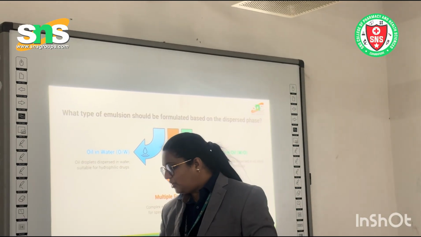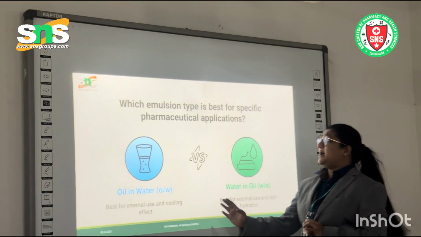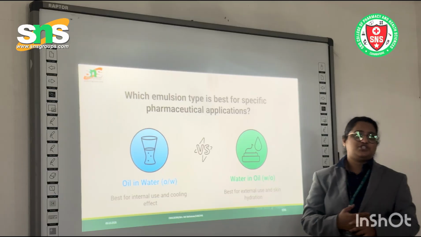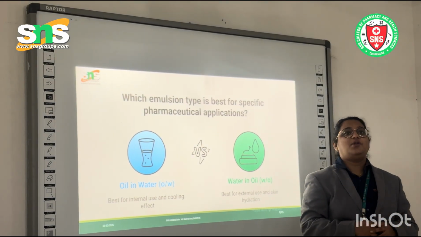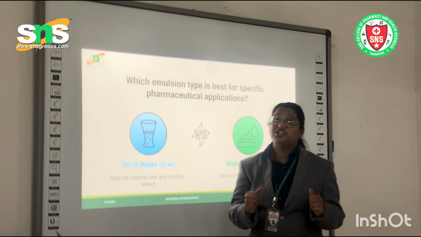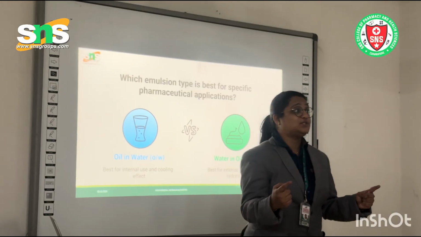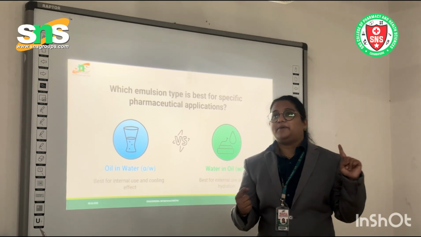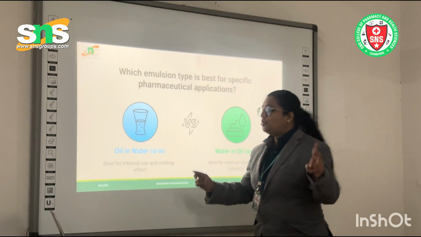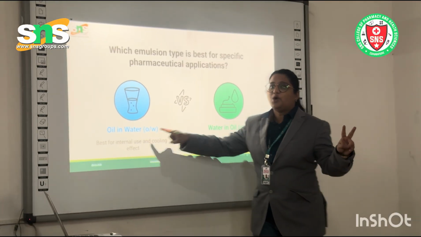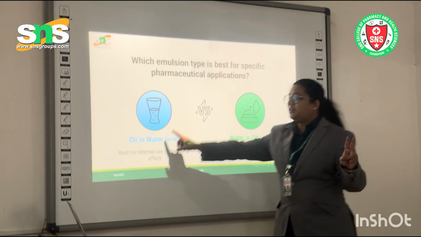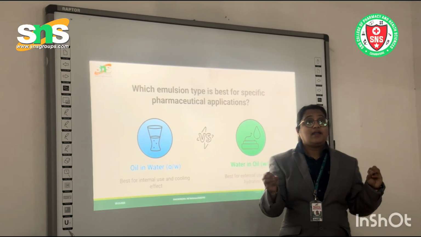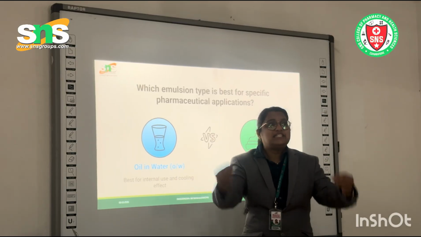Okay, so moving on to the next one. Which emulsion type is best for specific pharmaceutical applications? Among oil in water and water in oil, which type of emulsion is best to prepare pharmacy products? Very important GPAT bit, and very important competitive bit. I told you 2 emulsions, oil in water and water in oil. So which one is better? Oil in water is better to prepare pharmaceutical products for internal use.